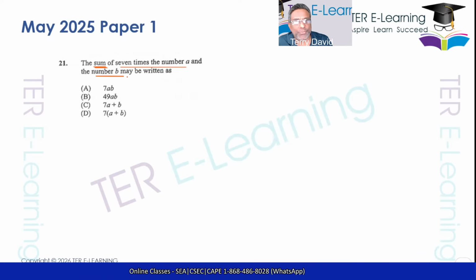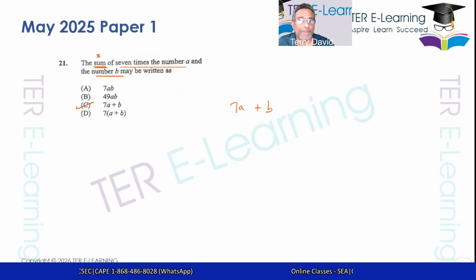Now, if I were to read this here and interpret this, we are adding 2 things. What are we adding? We're adding 7 times a number A, right, and a number B. So for me, the only answer that makes sense here is going to be C, right? That's my interpretation of this question here. So it's the sum of 7 times a number A and the number B.